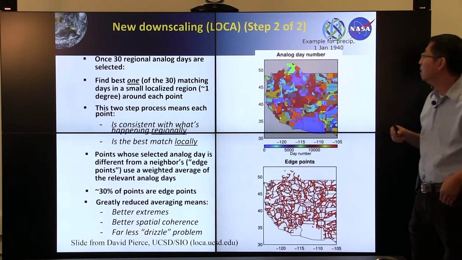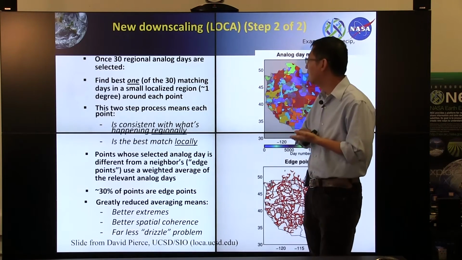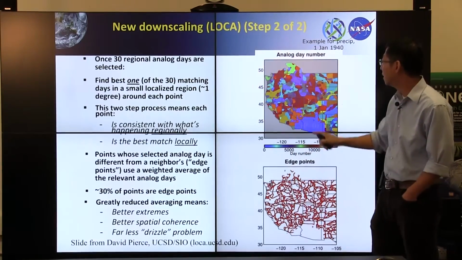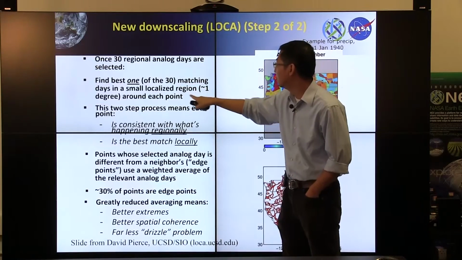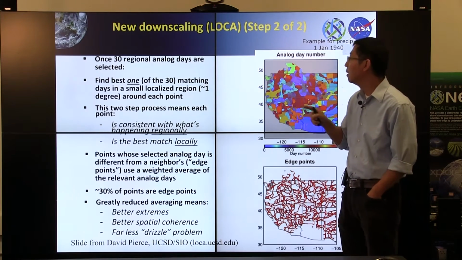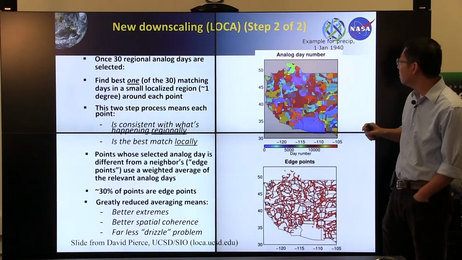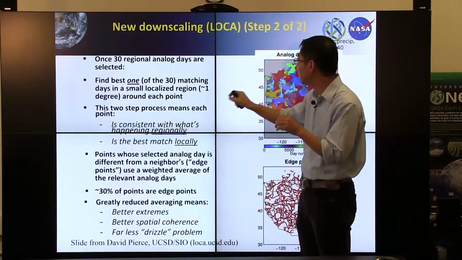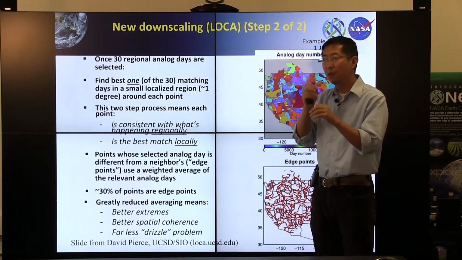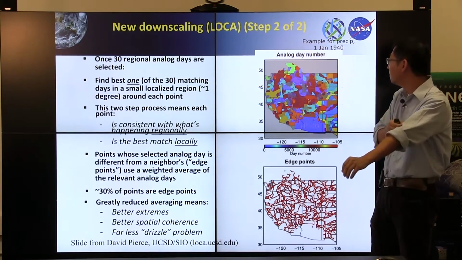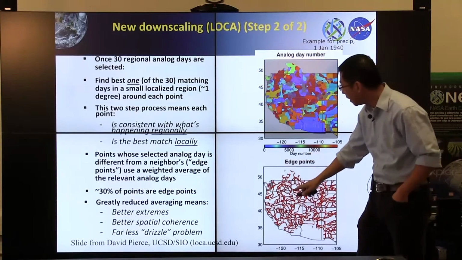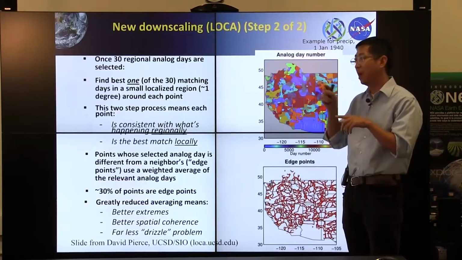Second, instead of just averaging those analogs, we're going to find the best one, just one, for each pixel from those regional analogs. So we're going to do this pixel by pixel. Of course, because we're going to pick each pixel from the analogs, at some point you're going to choose the pixel from different analogs, right? That's fine. That's what Dave Pierce calls the edges. So it's only on those edges that you have the values from different analogs.